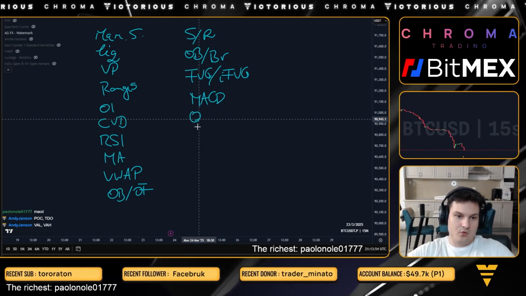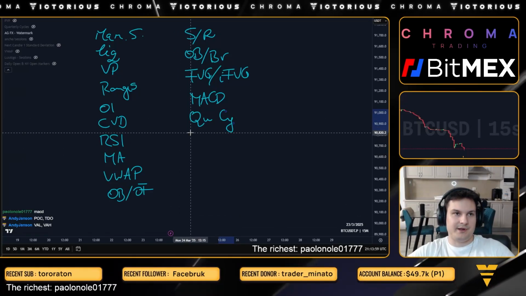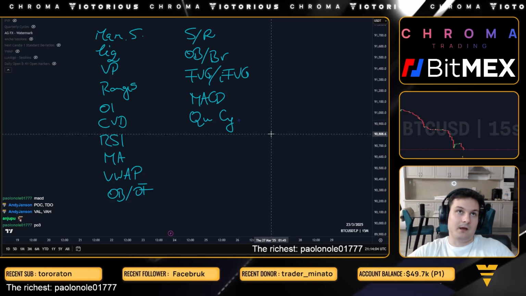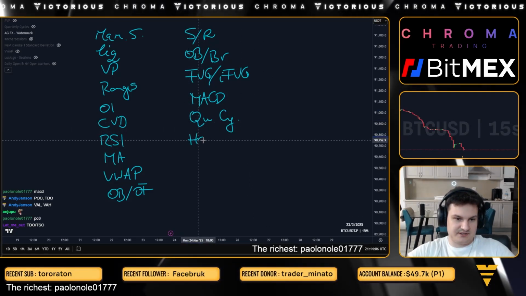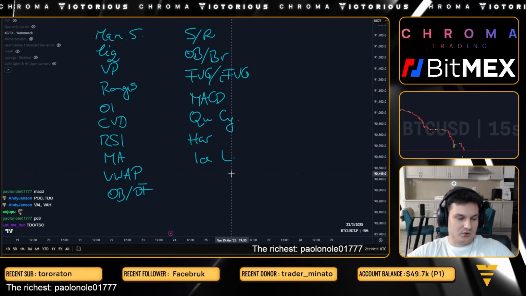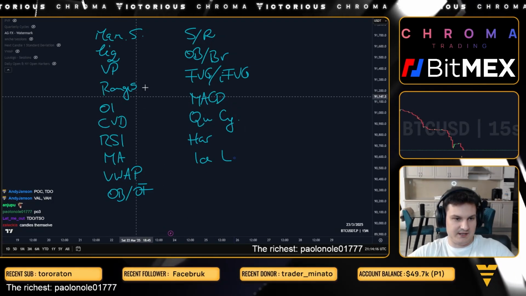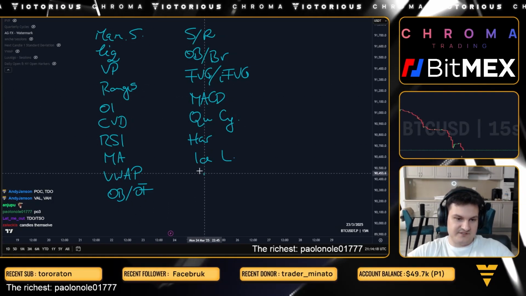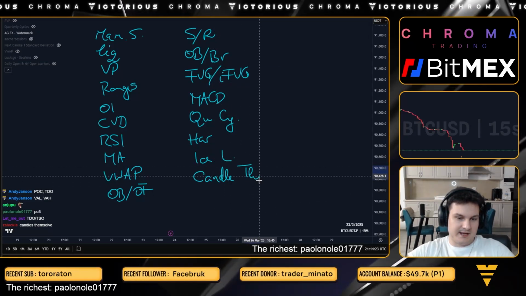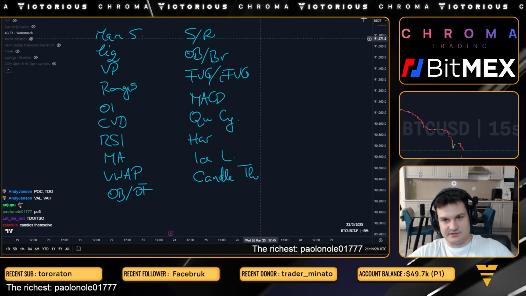You can use quarterly cycles, which includes true daily open, true session open, quarters and everything. You can look at harmonics. You can use ice lines. True daily open, true session open is inside quarterly cycles. PO3 is inside ranges. Candles themselves, yeah, candle theory. Like there are so many things that you can use.